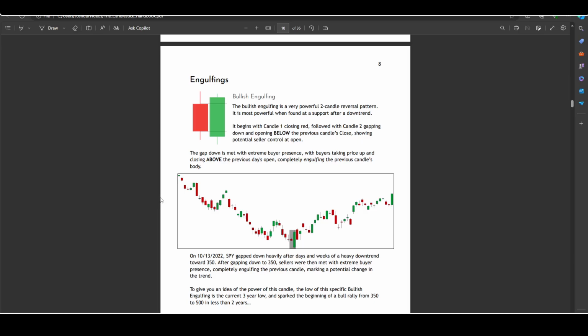On 10/13/2022, SPY gapped down heavily after days and weeks of a heavy downtrend towards 350. After gapping down to 350, sellers were then met with extreme buyer presence, completely engulfing the previous candle, marking a potential change in the trend. A very strong show of hands by buyers after it looked like we were just going to keep falling forever. Because again, you have a strong bearish downtrend here. Bearish kicker, very strong bearish candle, bearish kicker, and it's just a heavy lower high trend right here.